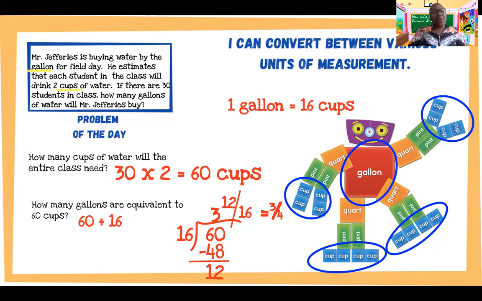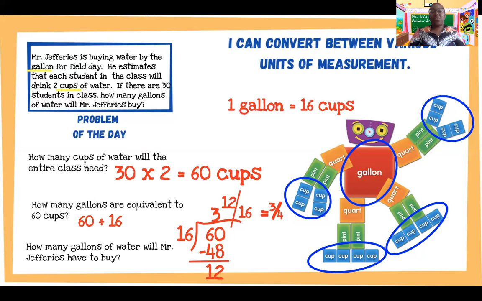So are there any other questions we need to ask ourselves in order to solve our problem? How about how many gallons of water will Mr. Jeffries have to buy? Well, we know that 3 and 3/4 gallons of water will make sure that we have enough water for everyone. But can Mr. Jeffries go to the store and say he wants 3 and 3/4 gallons of water? No, he cannot. And so we're going to do some rounding here.